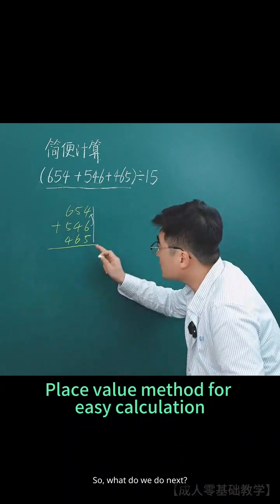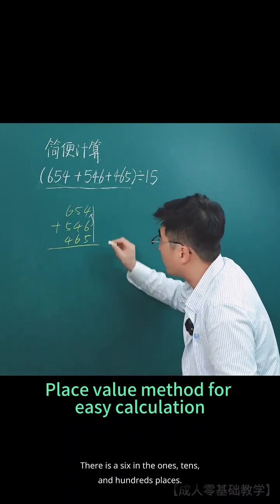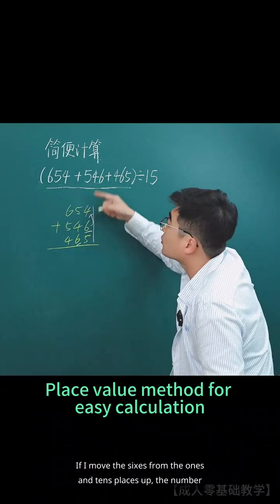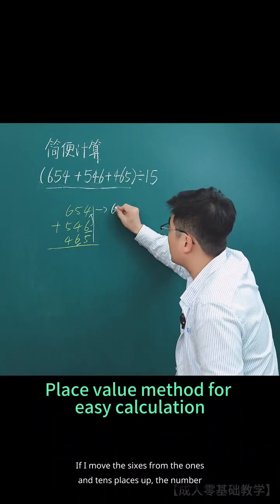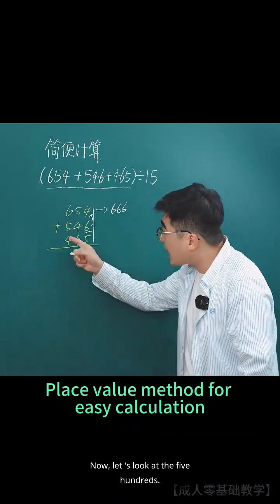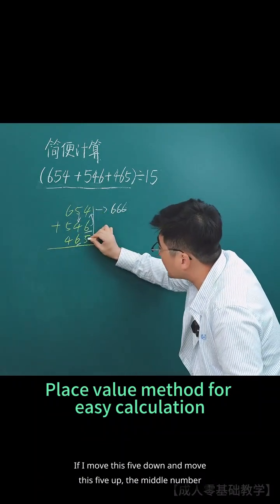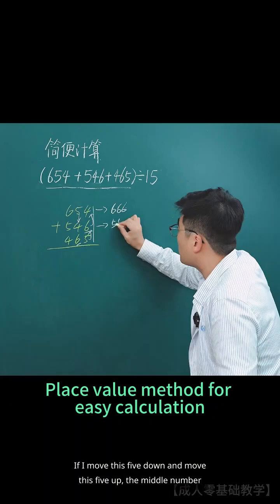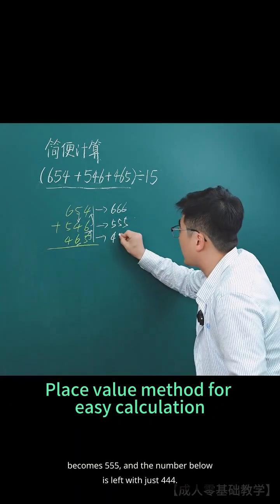So what do we do next? There is a 6 in the ones, tens, and hundreds places. If I move the 6s from the ones and tens places up, the number becomes 666. Now, let's look at the 500s. If I move this 5 down and move this 5 up, the middle number becomes 555, and the number below is left with just 444.